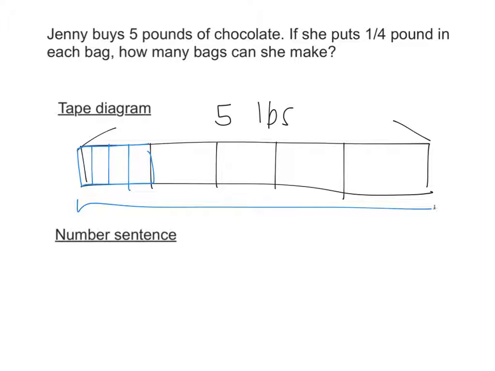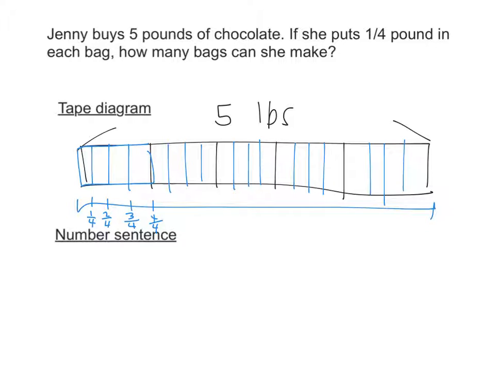And we can show that by drawing a number line. 1/4, 2/4, 3/4, and 4/4. Yes? And if I did that for each piece of chocolate, or each pound of chocolate, I should say, how many different bags of chocolate could she make? 20, because if we count them, there's 1, 2, 3, 4, 5, 6, 7, 8, 9, 10, 11, 12, 13, 14, 15, 16, 17, 18, 19, 20.